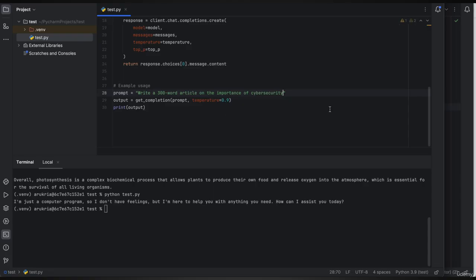Task-specific. Cybersecurity is essential in today's digital age due to increasing threats to sensitive data.